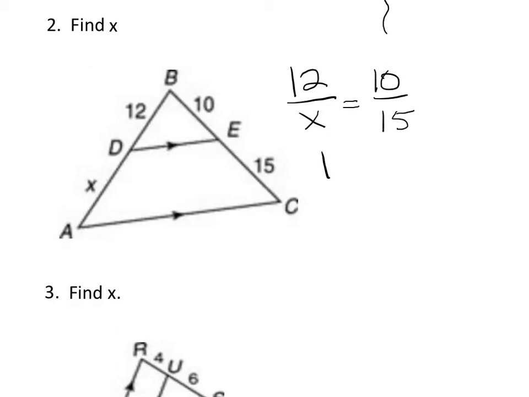I cross multiply, so 12 times 15 equals 10x. And if I do 12 times 15 and divide that by 10, I'm going to get x equals 18. So that's to say that this piece is 18, which I believe.